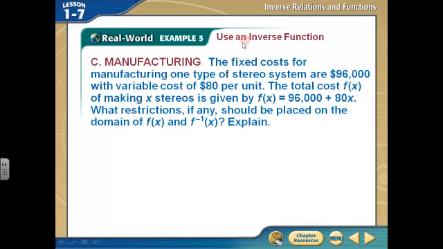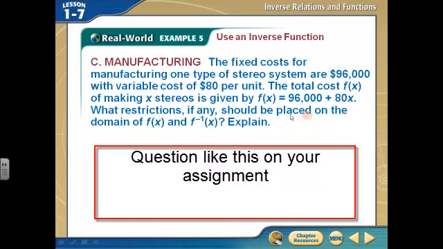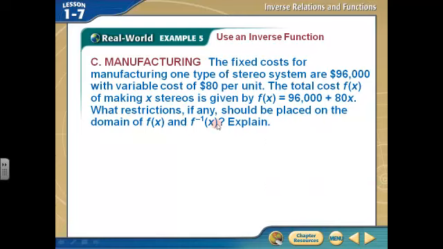Okay, so now we're looking at the same scenario. What restrictions, if any, should be placed on the domain of f of x and f inverse of x? Well, let's think this through. We can't have negative stereos and negative costs, so we know that one of the restrictions is it has to be greater than 0. Now, we're not going to create half of a unit, so they have to be whole units.